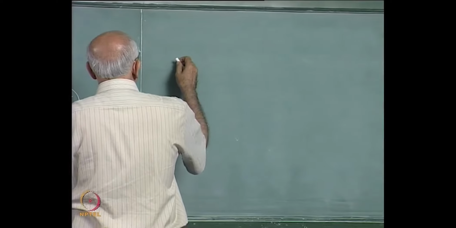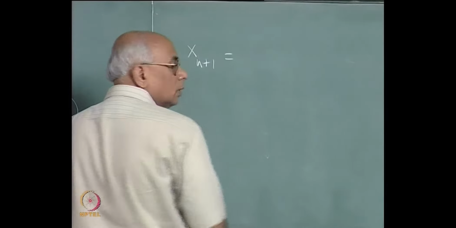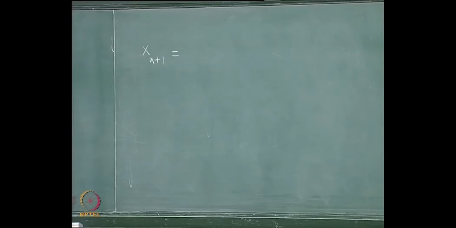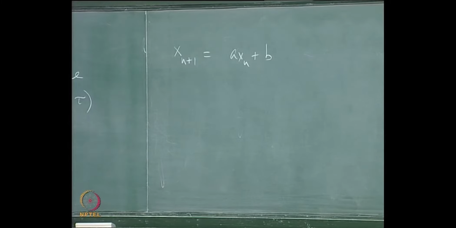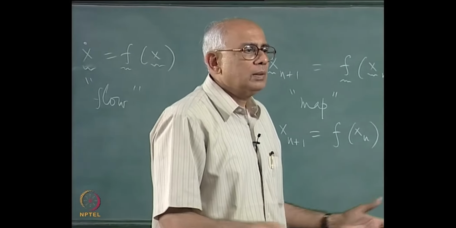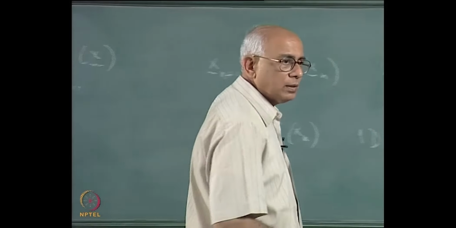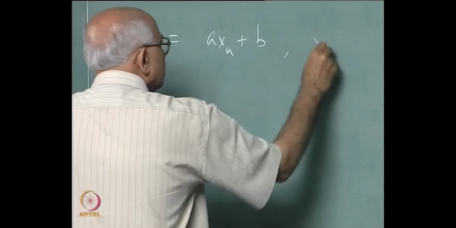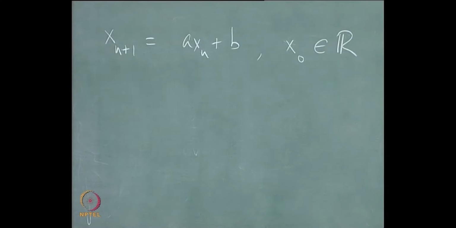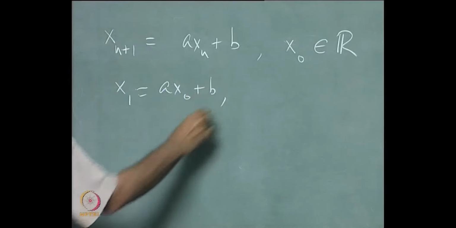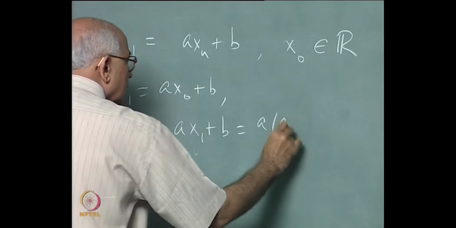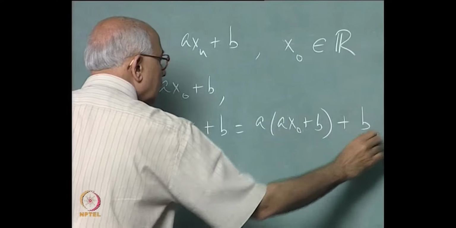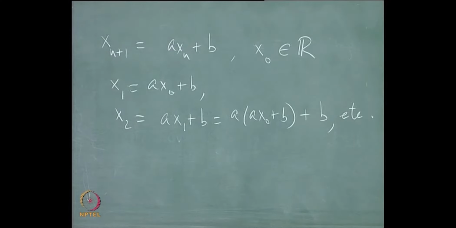So let us suppose that you have a one dimensional map which says xn plus 1 equal to some linear function of the previous variable. So this is equal to some axn plus b, where a and b are some constants, and to start with let us assume that x naught, the initial point, is some real number, and the phase space is, if you like, the whole of the real axis, the x axis. It is clear that if I write this down, x1 is ax naught plus b, x2 at time 2 is a times x1 plus b equal to a times ax naught plus b and so on. So it is not hard to write down the solution in terms of x naught.